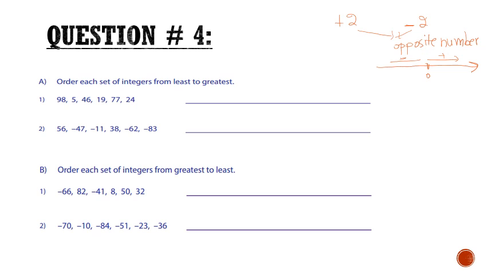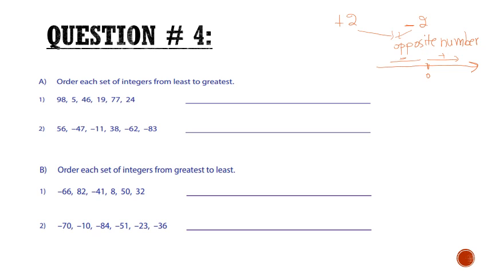Okay? And you have to know that all the positive numbers are greater than the negative numbers. Okay? Now I need to order each set of integers from least to greatest. What do you think is the smallest? You have to know that every unsigned number is positive. For example, if I have 98, it means that it's plus 98. So please, I need to order these numbers from least to greatest.